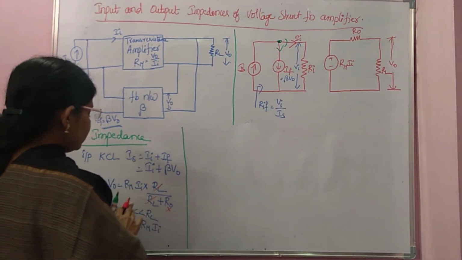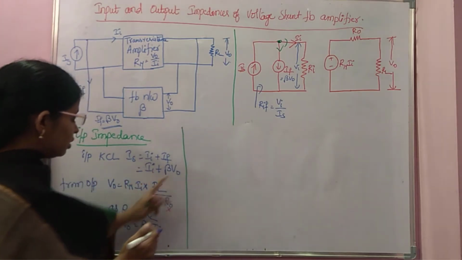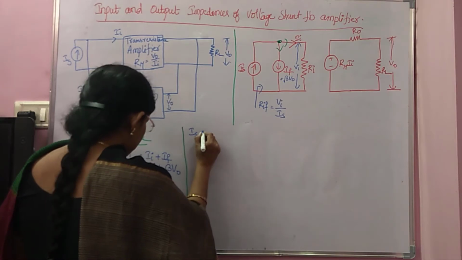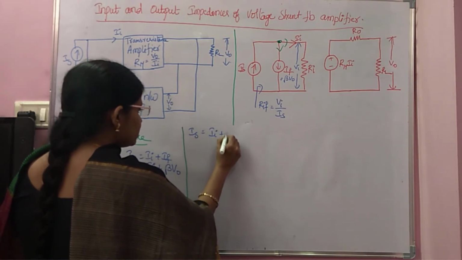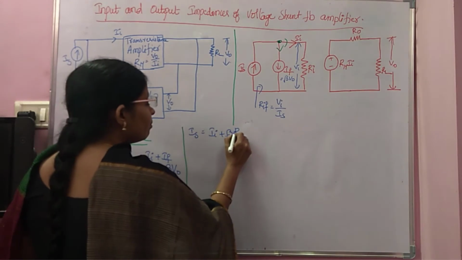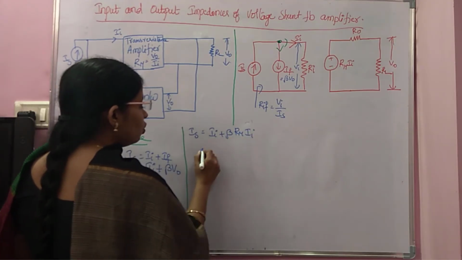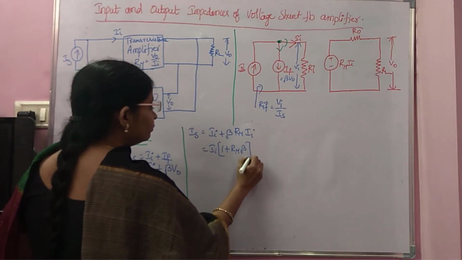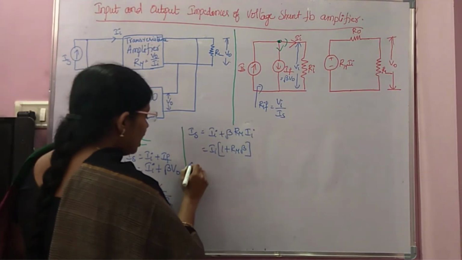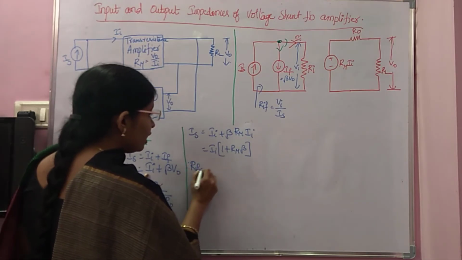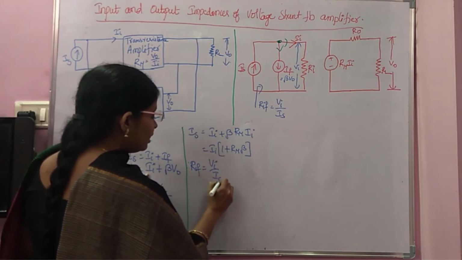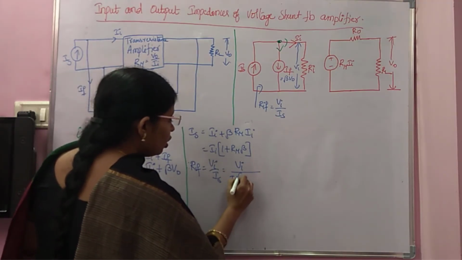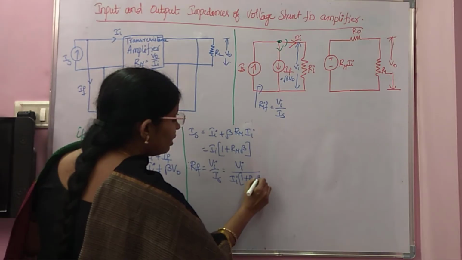Now you write this Is. Substitute V0 equal to RmIi in Is. So Is is equal to Ii plus beta into RmIi, which is Ii times 1 plus Rm beta. Then Rif, that is Vi by Is. Simply you substitute Is: Vi by Ii times 1 plus Rm beta.